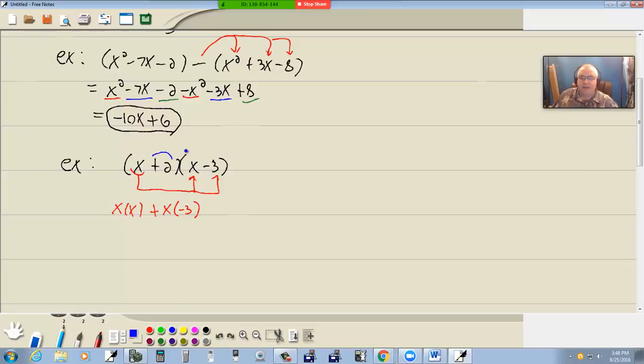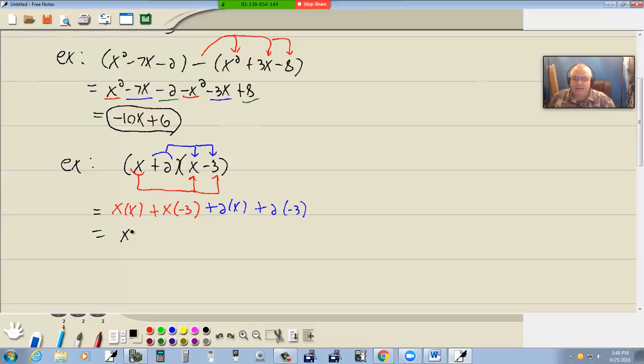Then I'll take my second term, the 2, and multiply it times each term in the second set of parentheses. So I have 2 times x and 2 times negative 3. If you learn FOIL, that's FOIL basically. First, outer, inner, last. You can only FOIL when you have two terms and two terms.